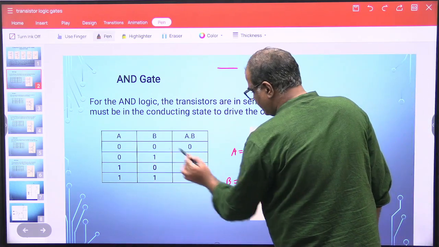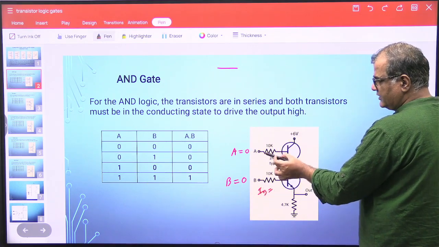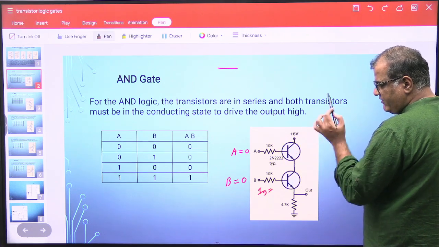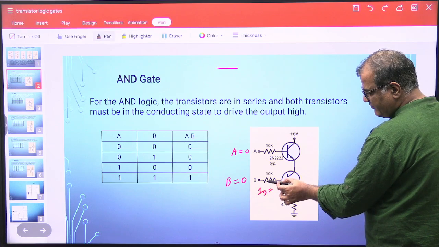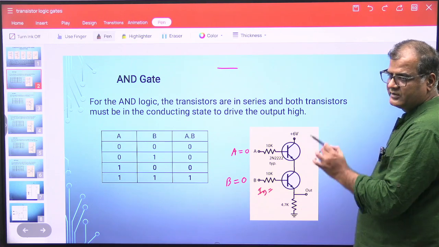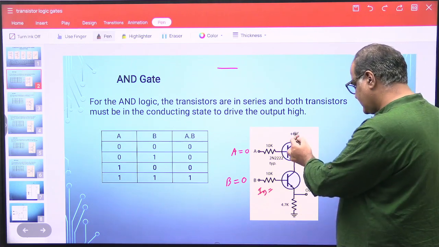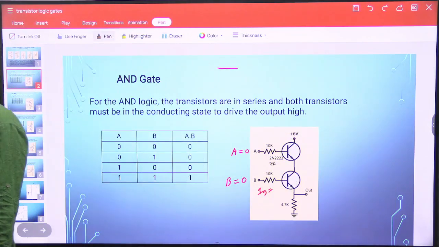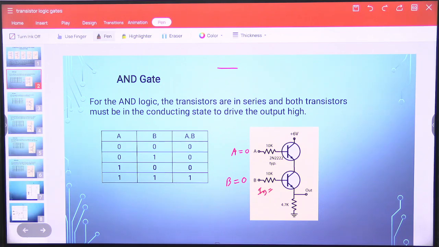If both are on, if both are high, then IB will flow, IC will flow, here IE will flow. If IE is flowing, and IB is flowing, automatically some current will flow here, so you'll get a high output here. So when transistors are connected in this manner, they are implementing an AND gate. Okay, तो सर्किट बना लो बस इसका AND gate and table बना लो.